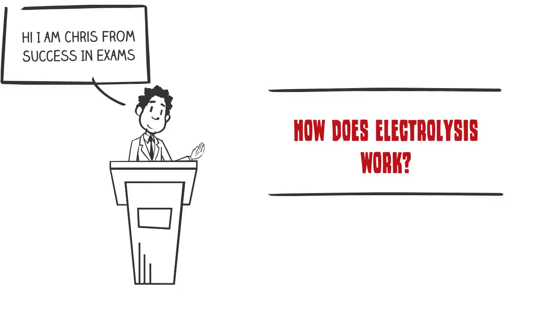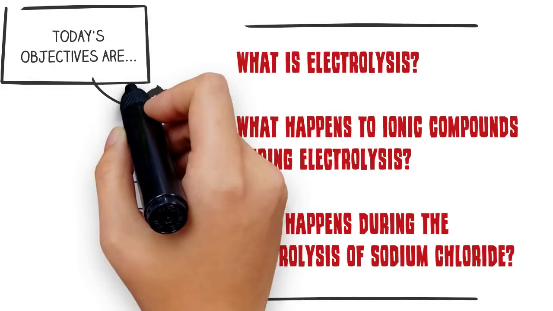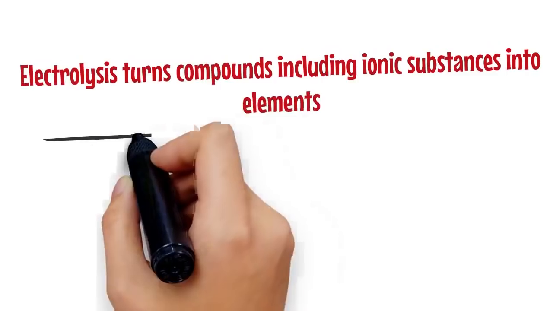Today I'm going to be talking to you about how does electrolysis work. Today's objectives are to look at the exam questions: what is electrolysis, what happens to ionic compounds during electrolysis, and finally what happens during the electrolysis of sodium chloride. Firstly, let's talk about electrolysis.